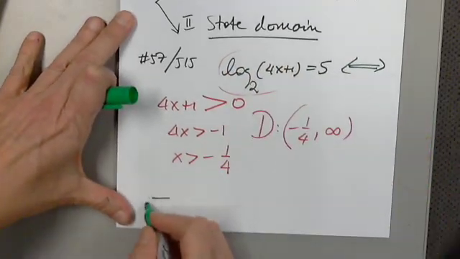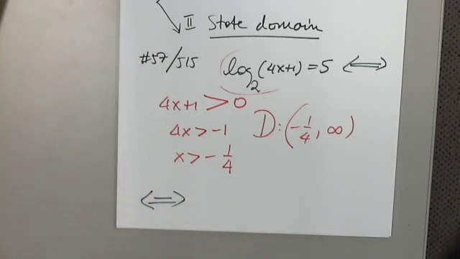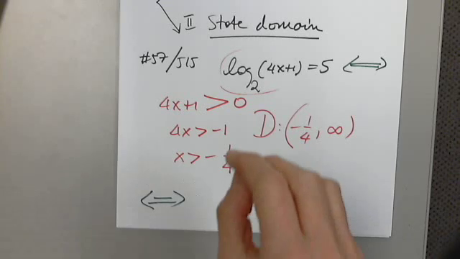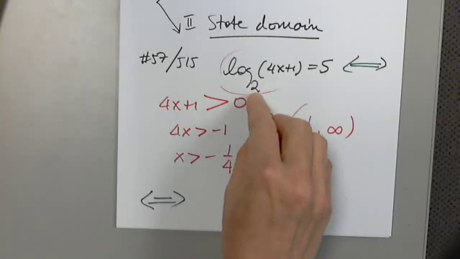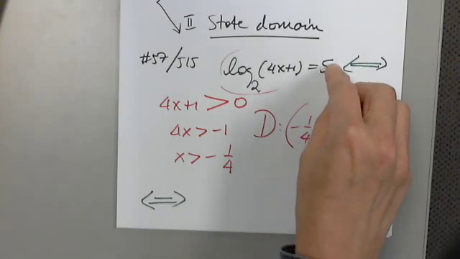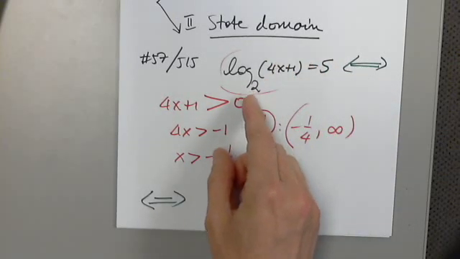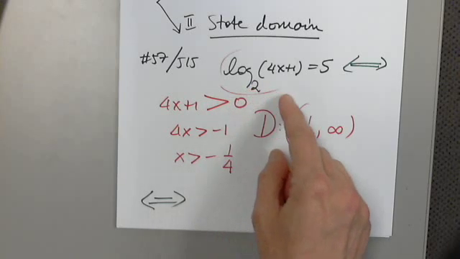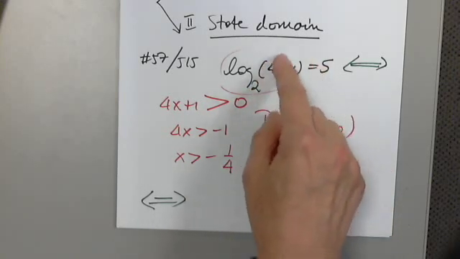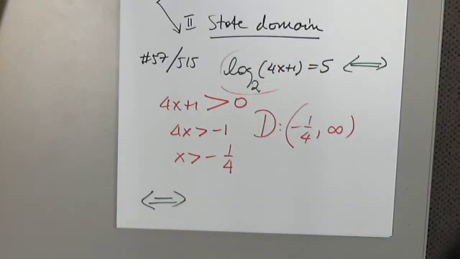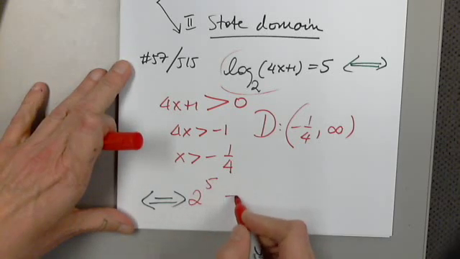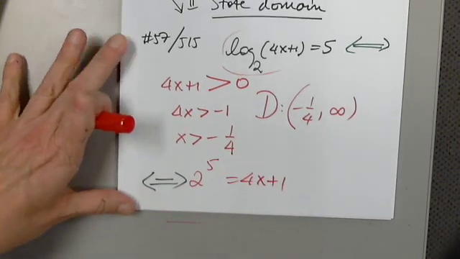So then I have no idea how to solve this, but I know I can change it. Of course, this is not the only way. I'm just making a point. I can change it into an exponential equation. Remember how? Always from the base. Base raised to this number equals this number. Counterclockwise. 2 raised to the 5th power must equal this. So 2 raised to the 5th must equal 4x plus 1.